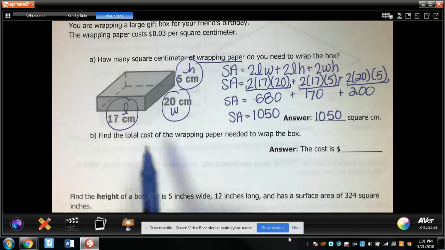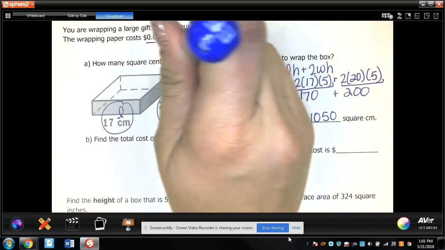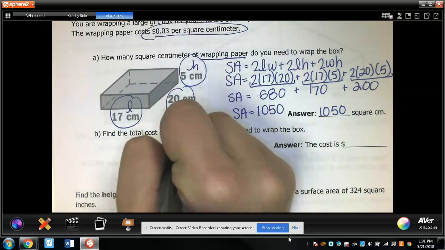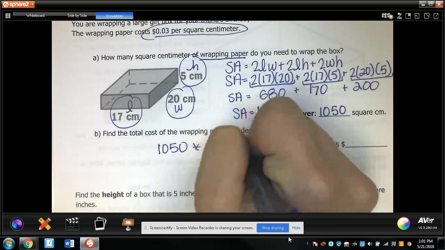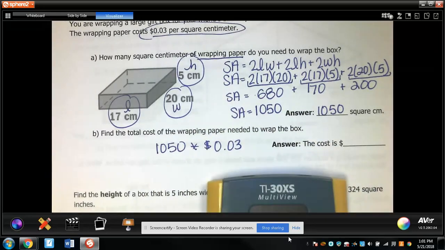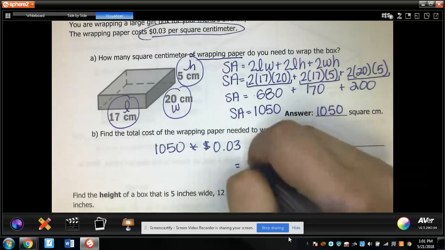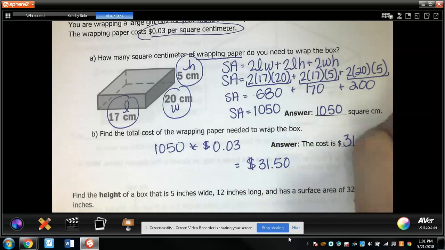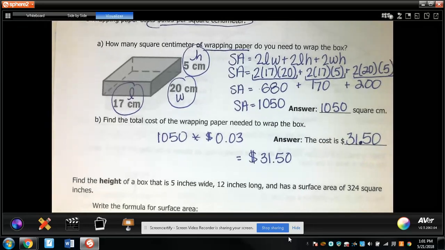Now it says, find the total cost of the wrapping paper needed to wrap the box. I know that each square centimeter is 3 cents. So I'm going to do 1,050 times 3 cents. So take this number and multiply it by 0.03, and I get, this is very expensive wrapping paper, $31.50. Oh my gosh, it's not worth it. I'm sure the one on your homework is more reasonable.